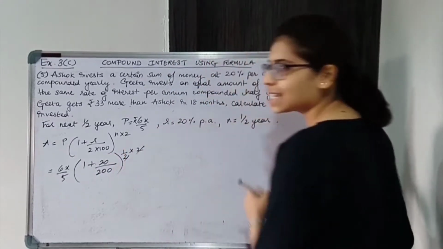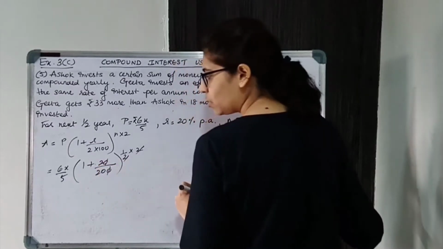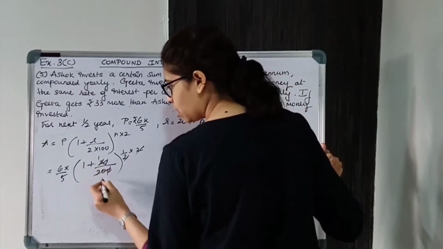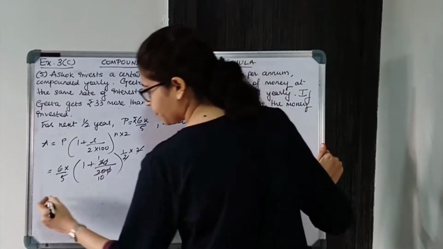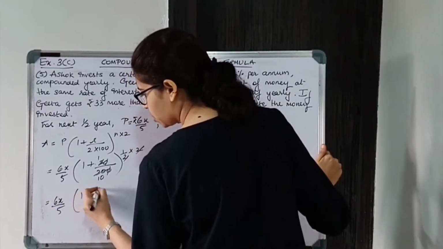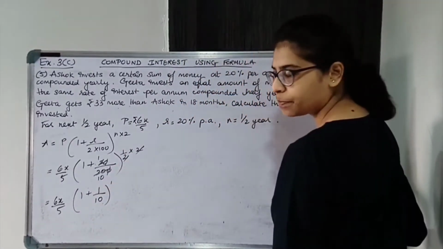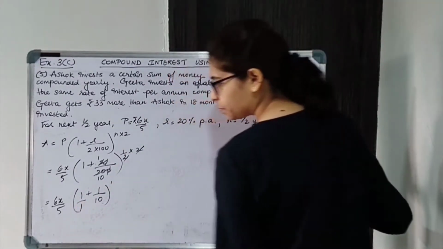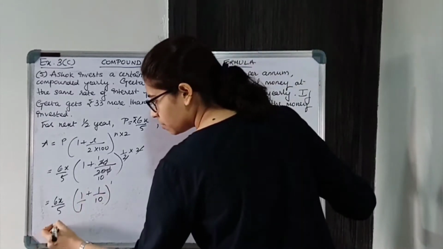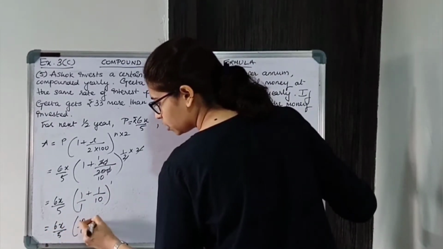So 2 gets cancelled over here. Okay, so 0 0 gets cancelled, 2 1s are 2, 10s are. So we get 6x upon 5 into (1 plus 1 upon 10). Here we are left with 1. Okay, so take LCM. 6x upon 5 into (10 upon 10 plus 1 upon 10).